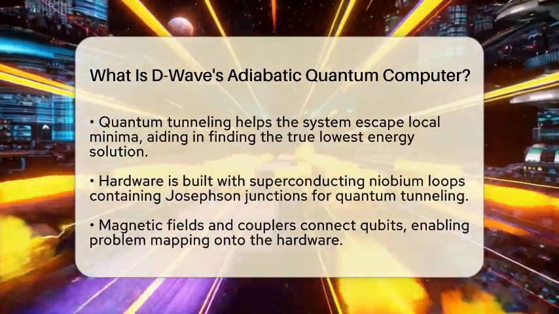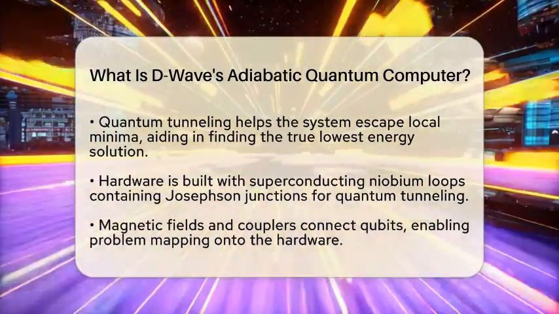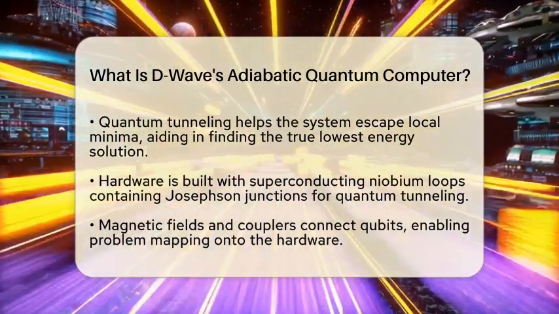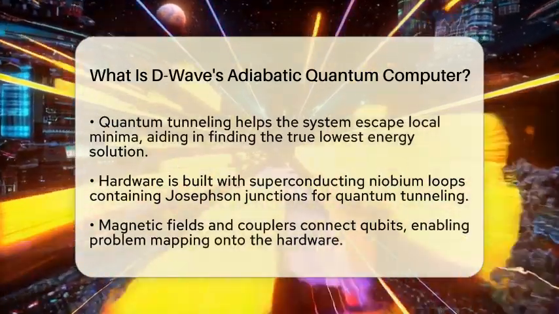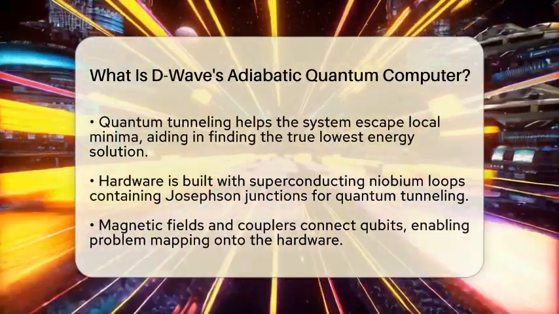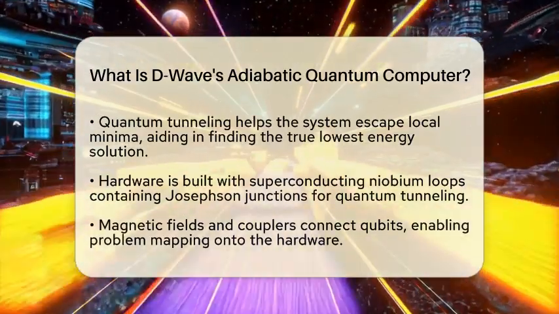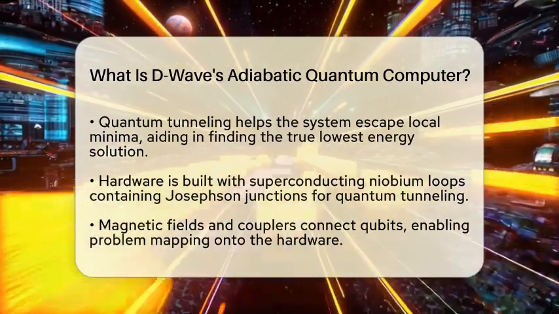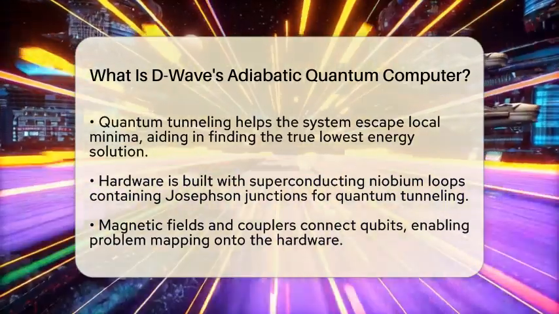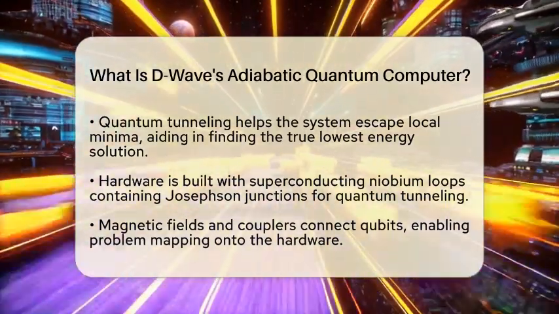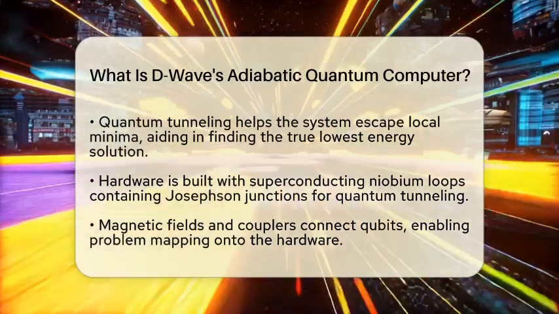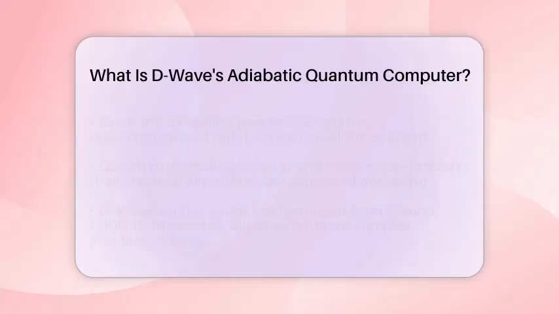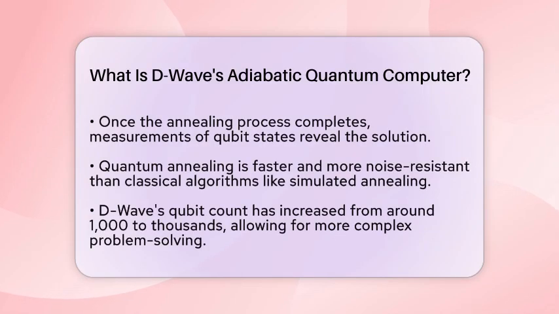D-Wave's hardware is built with superconducting qubits made from niobium loops. These loops contain Josephson junctions, which are tiny barriers that allow quantum tunneling. The qubits generate magnetic fields that interact through couplers, creating connections similar to entanglement. By adjusting the magnetic biases and coupler strengths, the system maps the problem onto the physical qubits. Once the annealing process ends, the magnetic fields are measured, and the qubits' states tell us the solution.